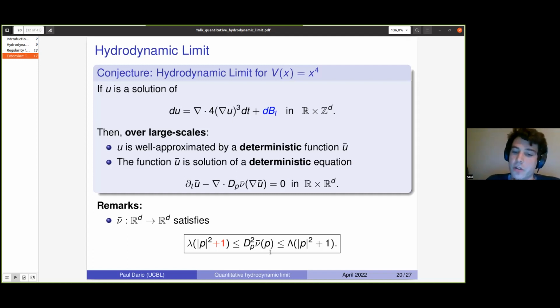This is what you should be able to prove: that the second derivative of nu bar is bounded between two constants times p squared plus 1. And here is the important part. The system should have what we call the smoothing effect. You expect that the second derivative will grow like p squared, but it should never be equal to 0. So it's always bounded away from 0.